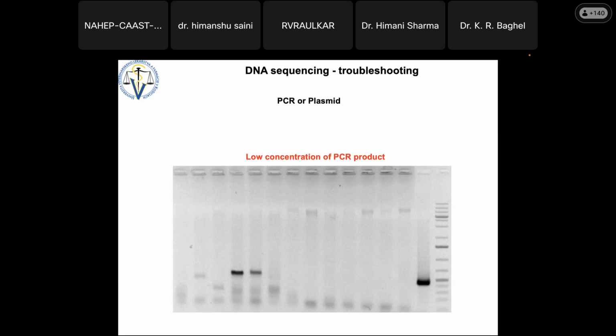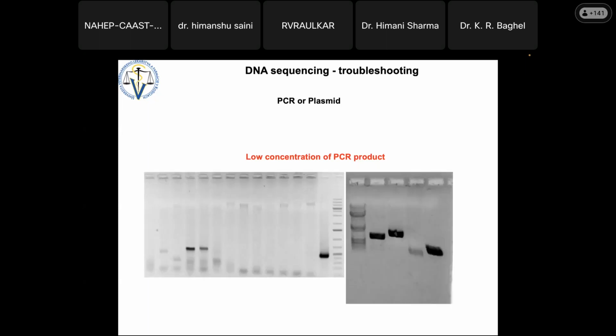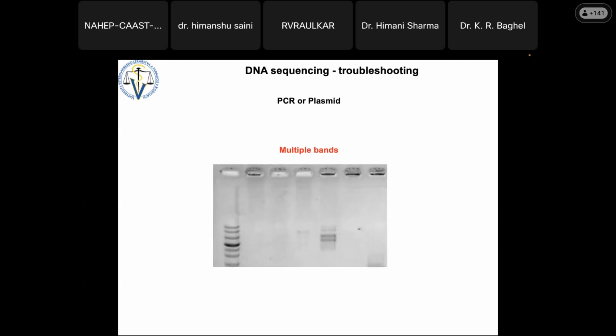Several people may go for a second round of PCR. So what you do is you purify this, or you put the PCR product directly. I don't recommend that, because what will happen is, for example, in this case, you have PCR and you have several bands over here.